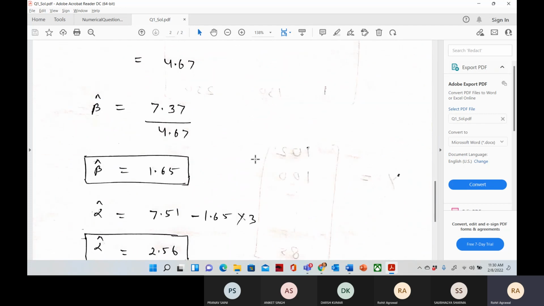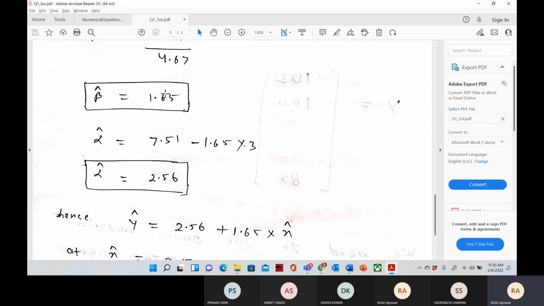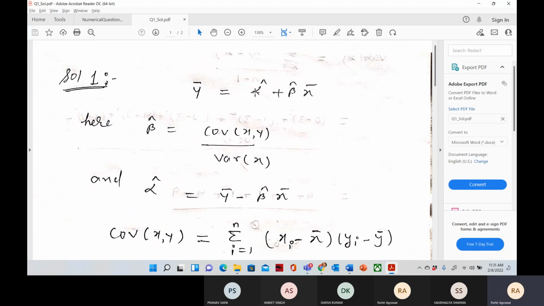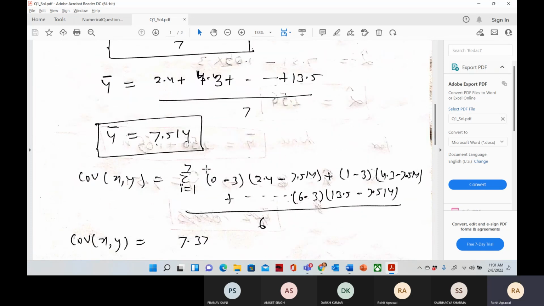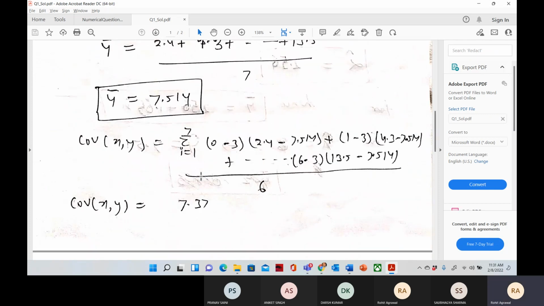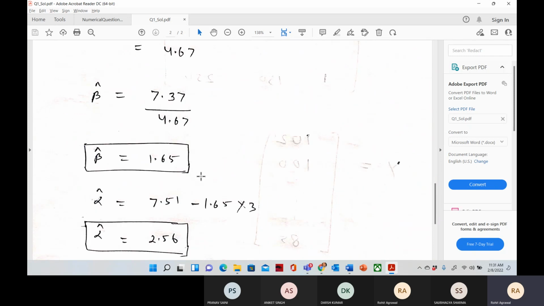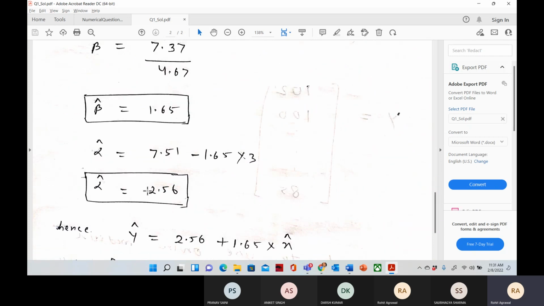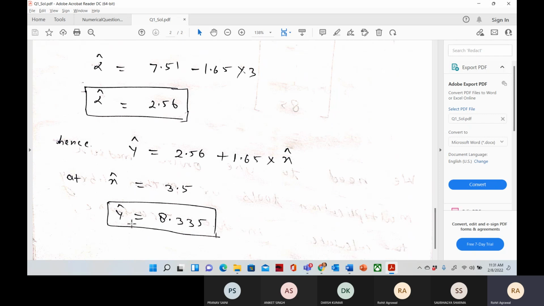So we had this alpha and beta here. Alpha is C and beta is M, because in the book they have given alpha and beta. I am going to prove this actually. I do not want you to just remember it; you need to remember the formula, but you should know how it is derived mathematically. So we have calculated alpha and beta, and using that alpha and beta, I have calculated the concentration at 3.5. Clear?